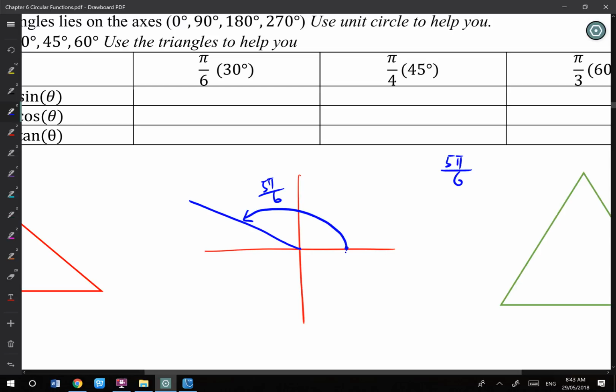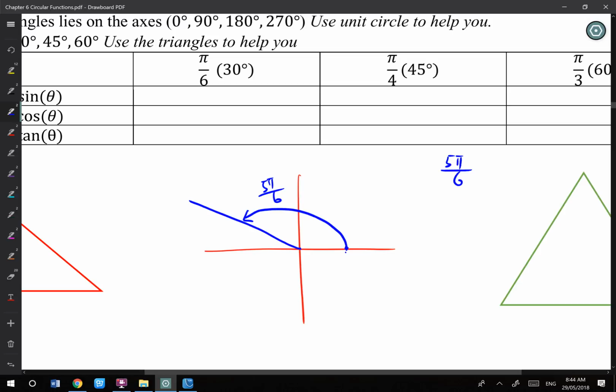That's fine. 5 pi on 6. I know a lot of students convert things first and then sketch. For example, a student will convert that: pi is 180, divided by 6 I get 30, 30 times 5 is 150, okay, 150 will be here. That's too slow. You need to get used to the radian form.